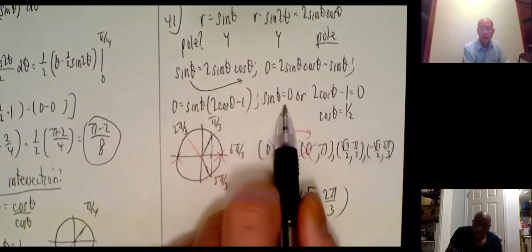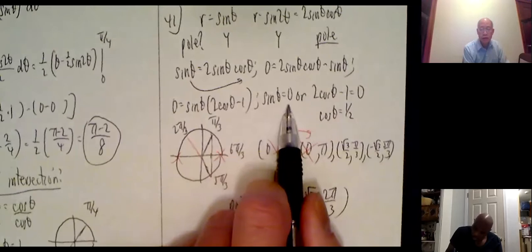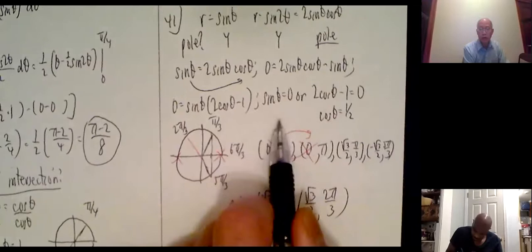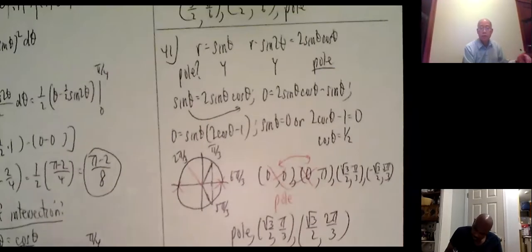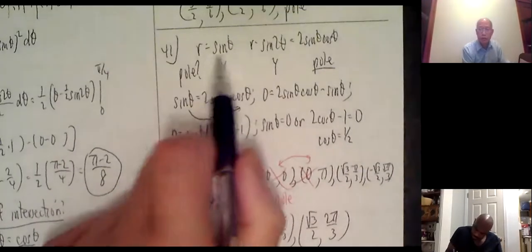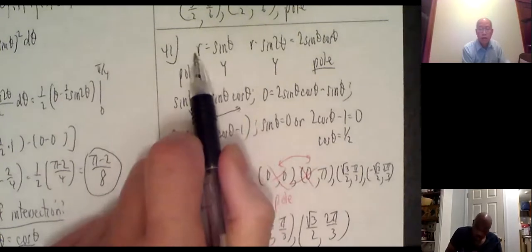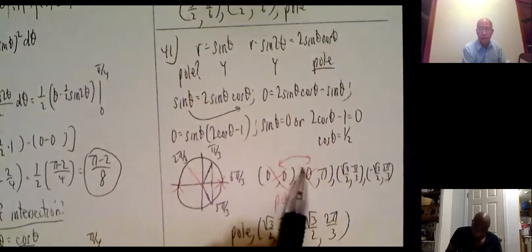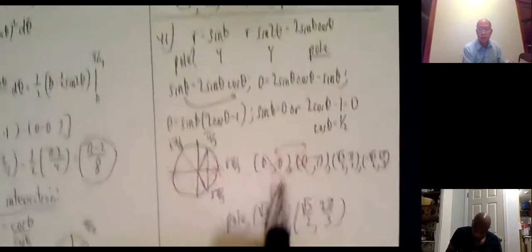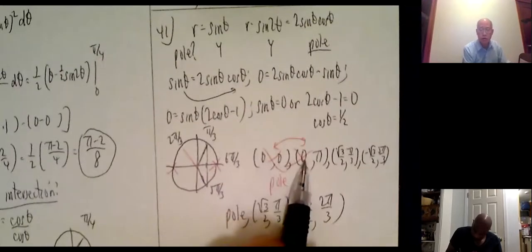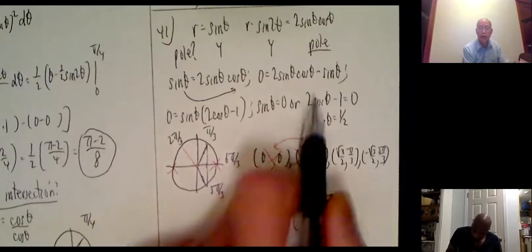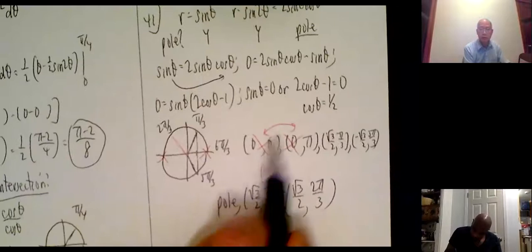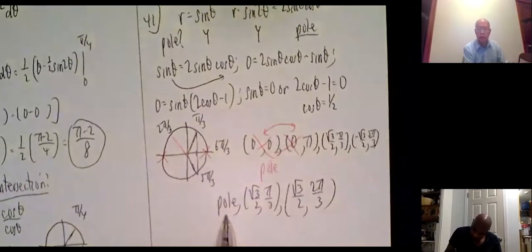Okay, sine of theta equals 0. That happens at 0, pi, and 2 pi, but we don't get anything else. So if I plug in 0, I get r equals 0. That's the pole. I already got it. And if I plug in pi, sine of pi is also 0. So I have (0, 0) and (0, pi). Those are both the pole. I already got the pole, so it's redundant, but that's okay. It doesn't matter. So I'm crossing them both off because I already got the pole.